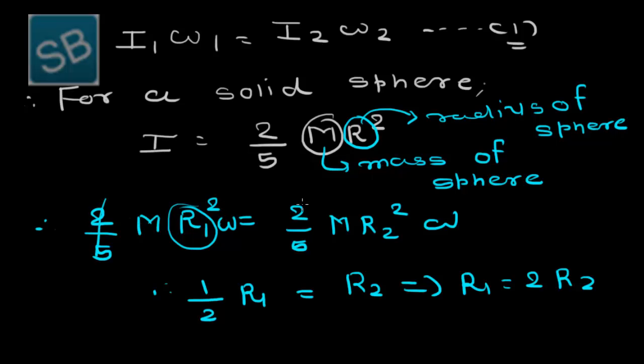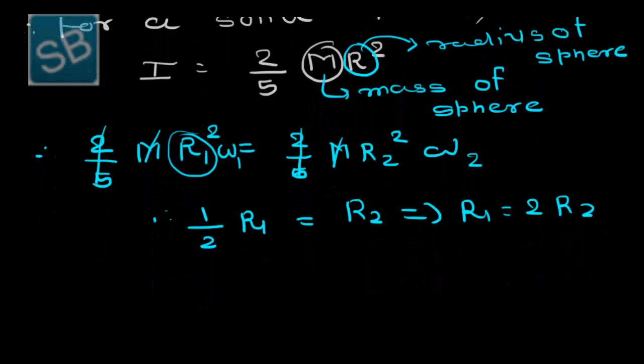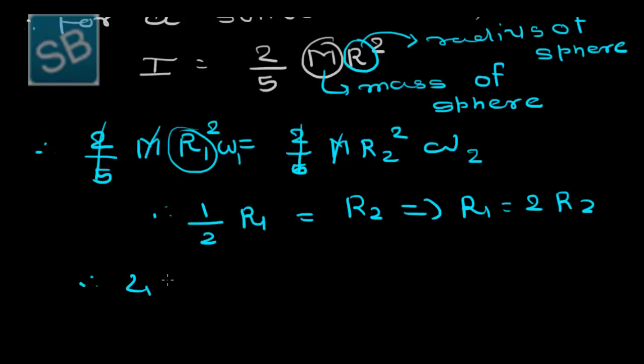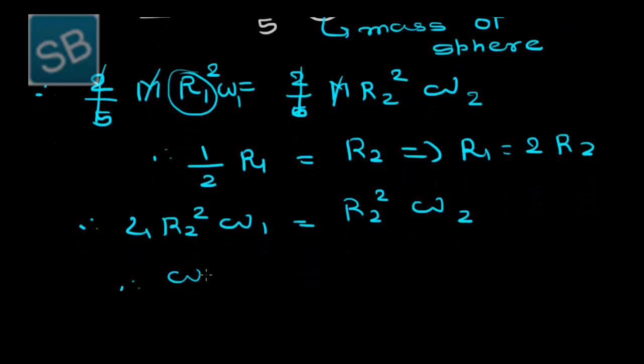First of all, this 2 by 5 will cancel out. Here omega 1 and omega 2 are as it is. These m values are cancelled, and instead of r1 now I am substituting 2r2. Therefore here the square will be 4r2 square omega 1 is equals to r2 square omega 2, and therefore the value of omega 2 is 4 omega 1 because these r2 square are cancelled from both the sides.